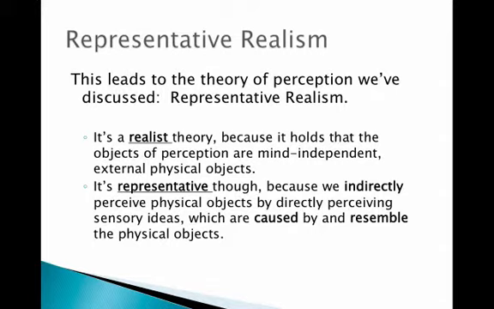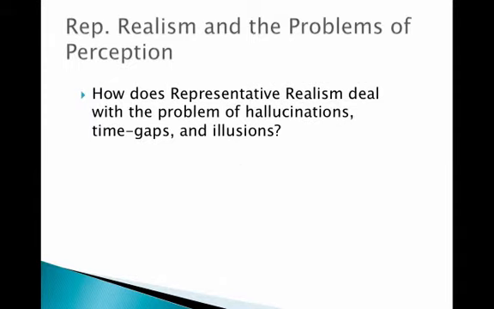Well, both direct realism and representative realism are realist theories, and they think there are mind-independent external physical objects, and those are objects of our perception. The distinguishing feature, though, is that it's representative, because we indirectly perceive physical objects in virtue of directly perceiving sensory ideas. But these sensory ideas are caused by the physical objects, and they resemble the physical objects as well.